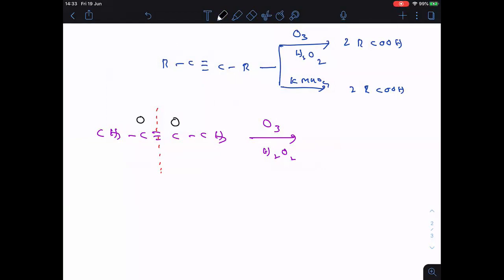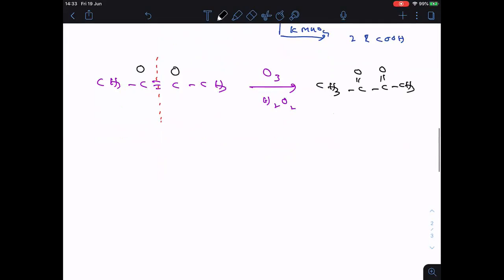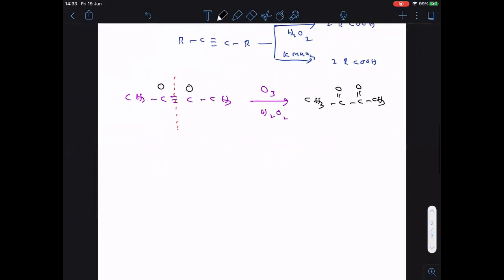I hope you are understanding this one. Then, first of all, what is the product formed here? CH3-CO-CO-CH3 is formed. The reaction is not yet completed. Clear? Now H2O2 is there. H2O2 will do oxidation. How is the oxidation done?